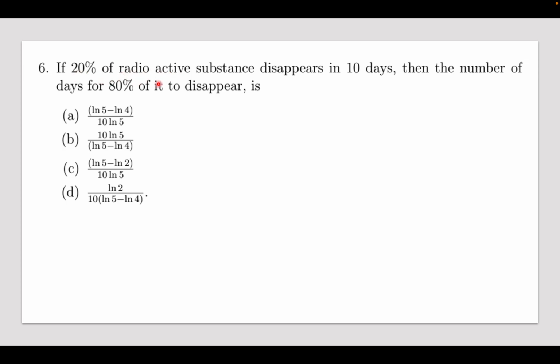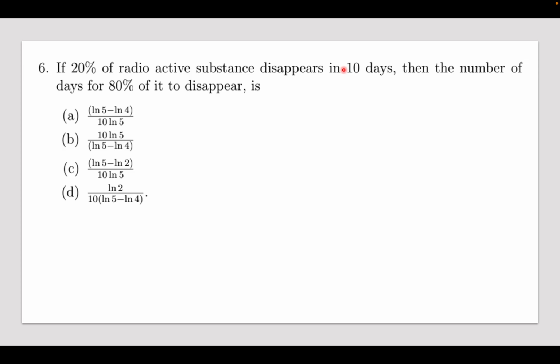If you have some radioactive substance, and the question says 20% of the radioactive substance disappears in 10 days, then how many days will it take for 80% of it to disappear?